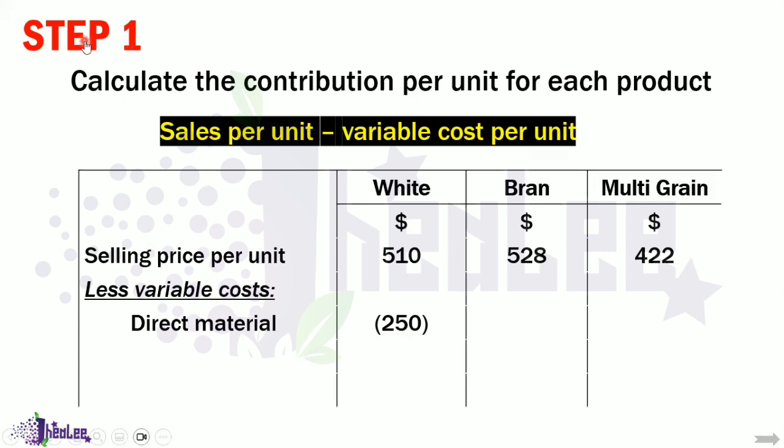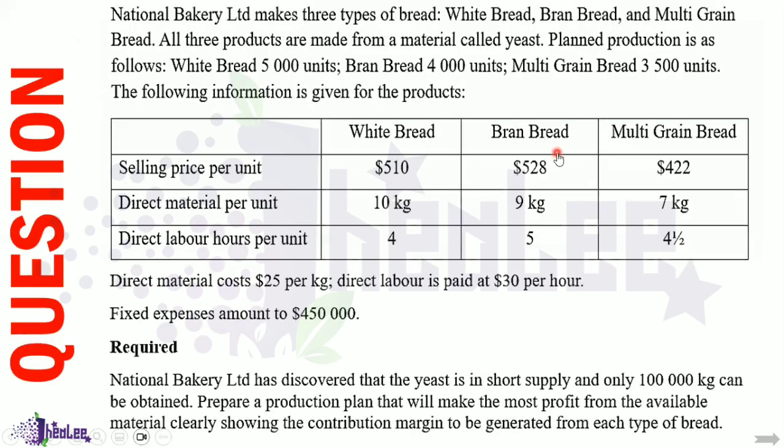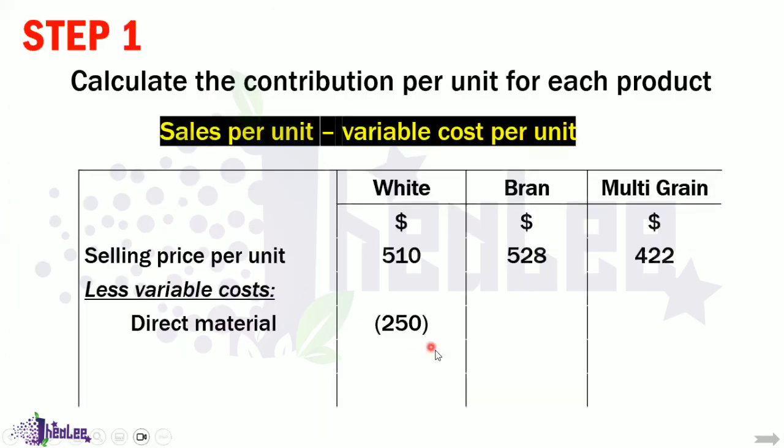Let's look at that for the brown bread. And it's 9 kg per unit, and we're going to multiply that by the $25 per kg, and that gives us a value of $225 for the brown bread direct material cost.